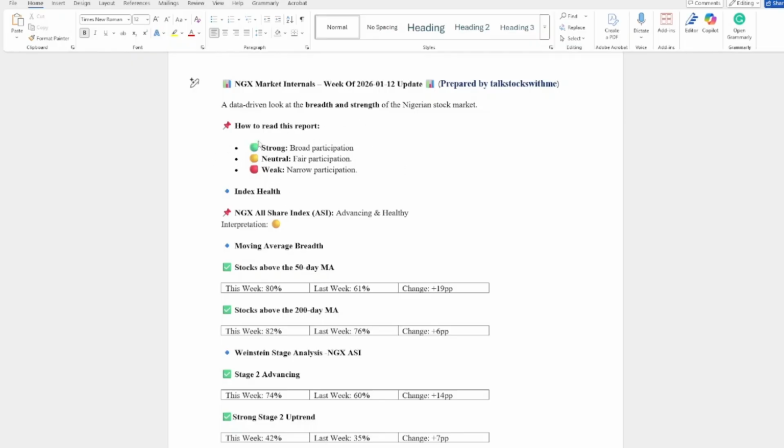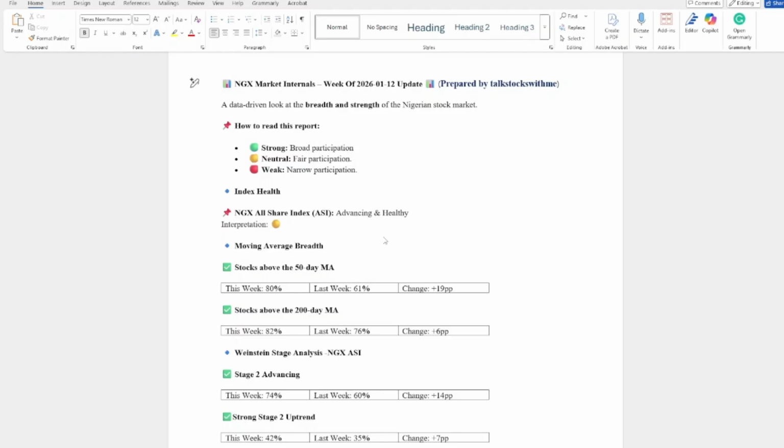So now that we understand what this market internals is and how to read it, what is my rating for the NGX All Share Index today based on the price action as at the last trading day, which was on Friday? You can see it has a tag of neutral, meaning we have fair participation from the sectors. What sectors are actually contributing to the advancing of the market? We're going to get through that in this section.